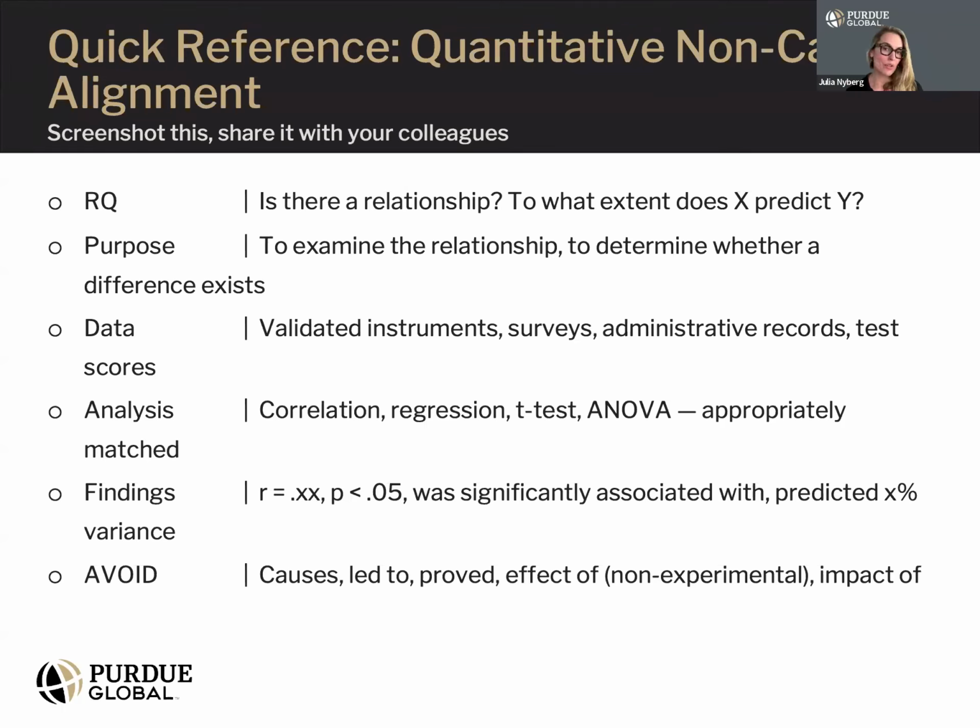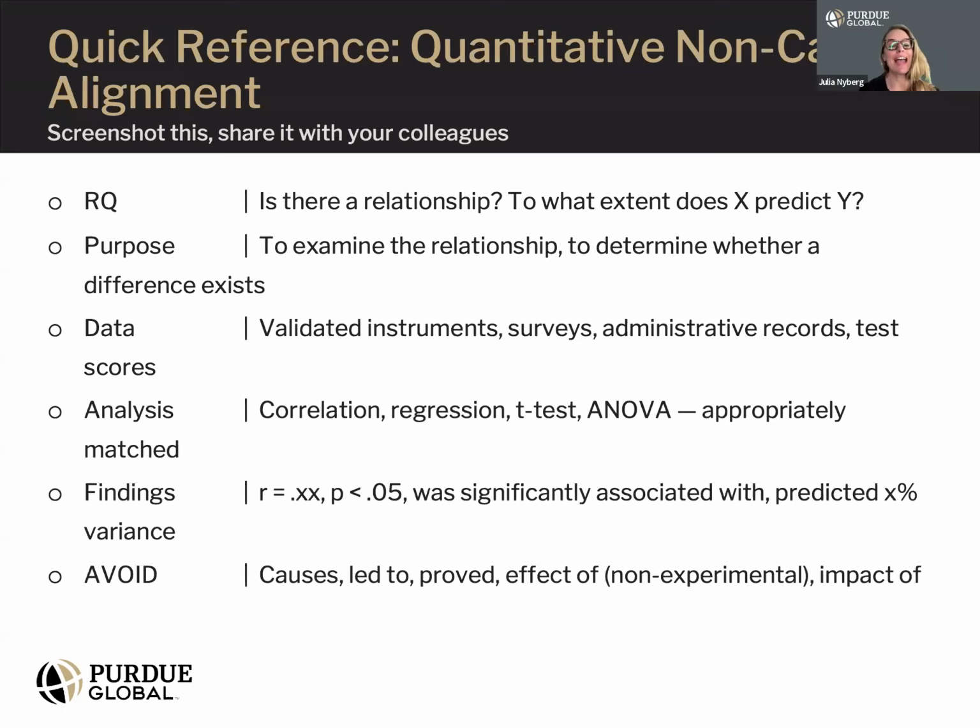Now, if you're not sure about those statistical tests, YouTube can certainly guide you in terms of how to run that type of analysis. Your findings have to use actual statistical results. So, I want to see R equals 0.53. The p-value less than 0.05.